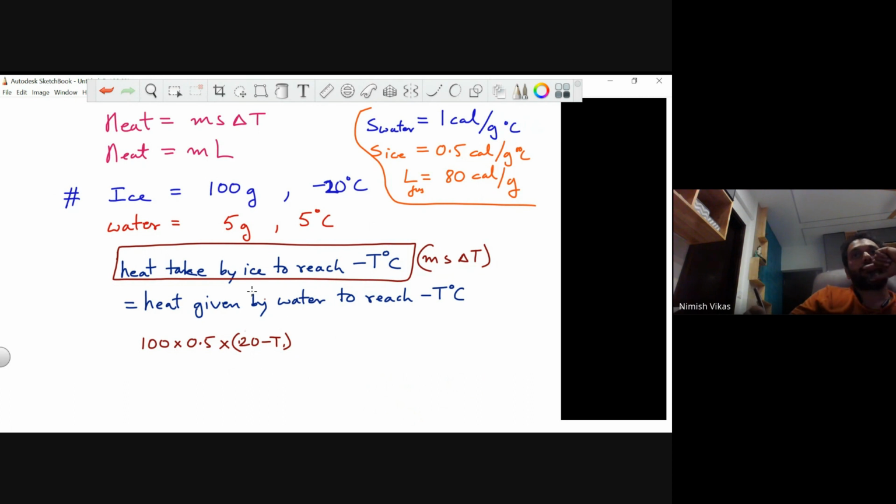Is that clear? Okay, who will tell me the heat given by water to reach minus T degrees Celsius? That thing. Who's going to give me this journey?